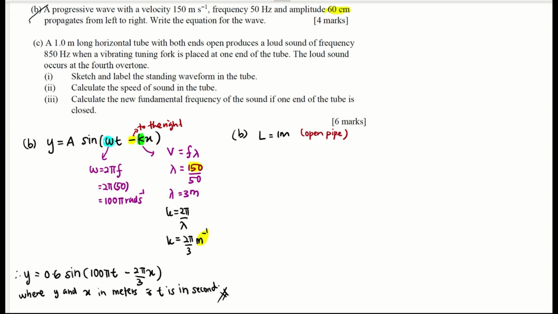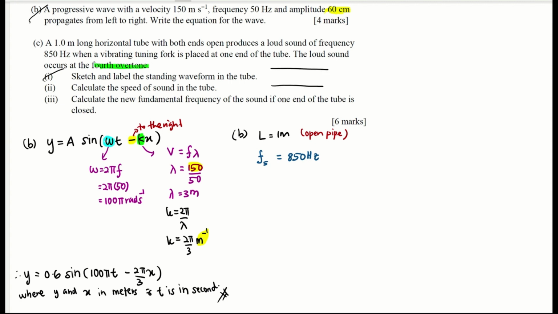Okay. So baca betul-betul, dia kata sini adalah fourth overtone, bukan fourth harmonics. Okay, fourth overtone bukan f4. Okay, n bukan equal to 4. Fourth overtone, n is equal to 5. Okay, 5. The number of harmonics is equal to 5. Okay, so 850 Hz. Okay, jadi soalan pertama dia suruh kita sketch and label the standing waveform in the tube. So untuk kita sketch, kita kena faham.